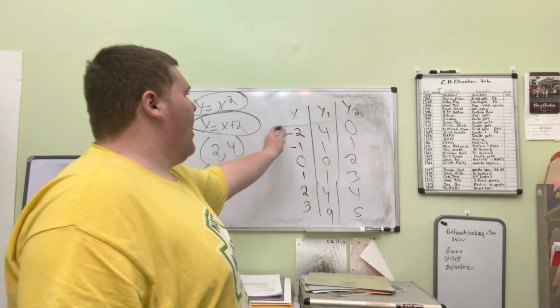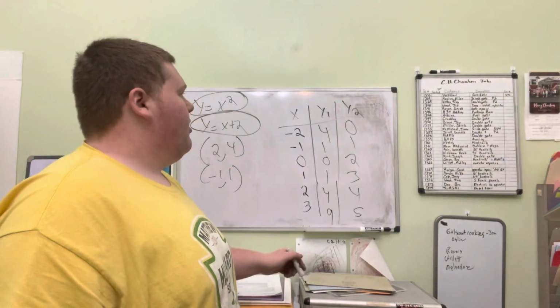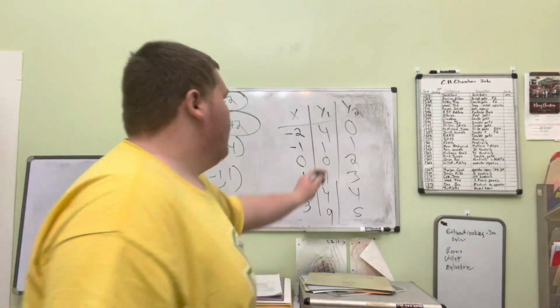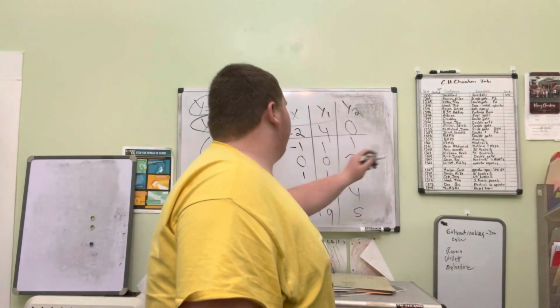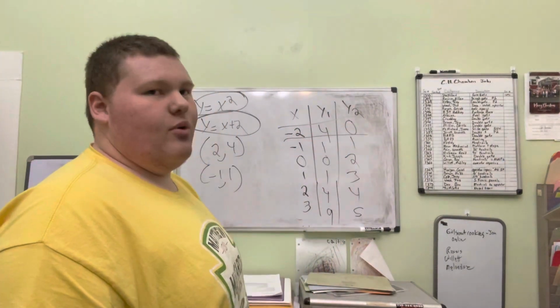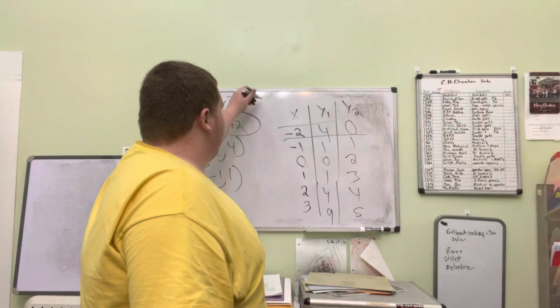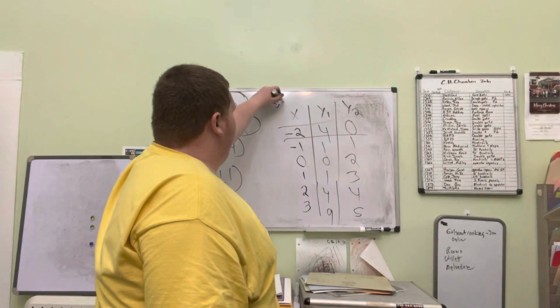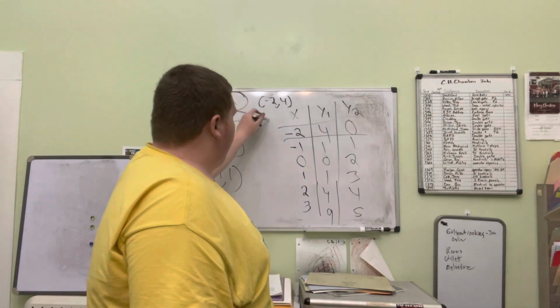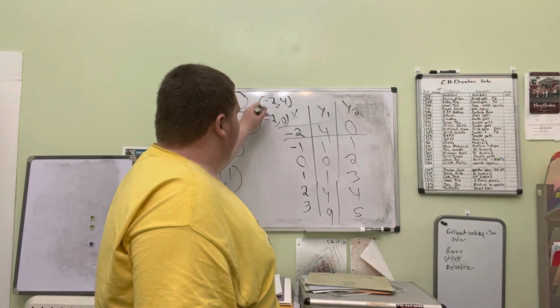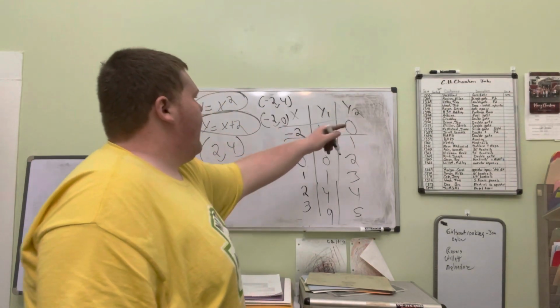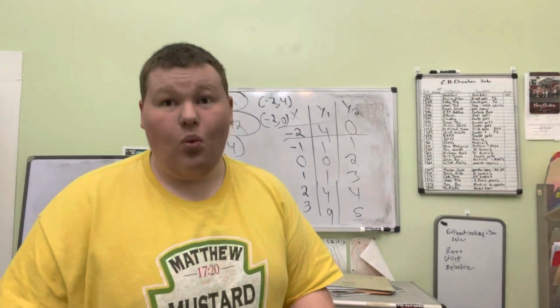So how would we write out some of these points? Let's use the first one for example. This right here, negative 2, 4, and 0, how would we write that out? For the top equation, that would be negative 2, 4. For the bottom equation, it would be negative 2, 0. Because both of them have the same x, they just have different y's, right?